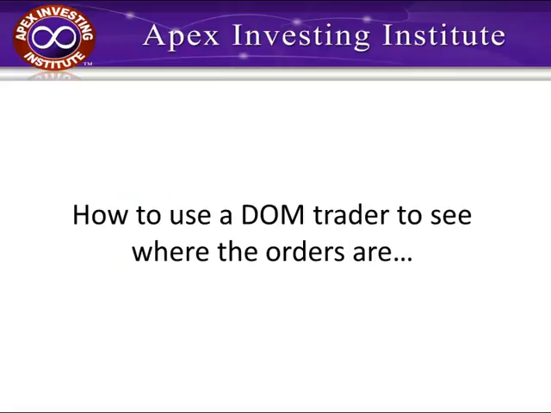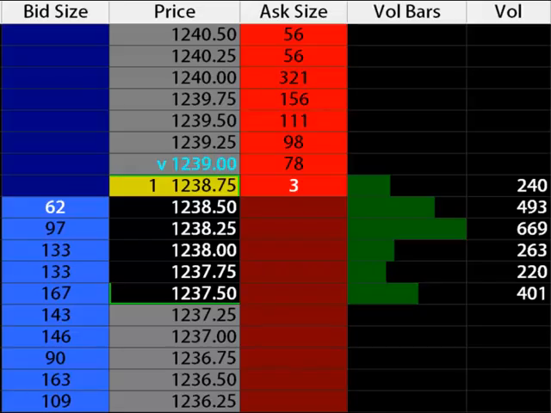All right, so the last thing we're going to go over is how to use a DOM trader. DOM is depth of market. Okay, that's what it stands for. It may say market depth or depth of market, also known as level 2. You may have heard that before. It helps you see where the orders are and how you could use that. So let's check this out.